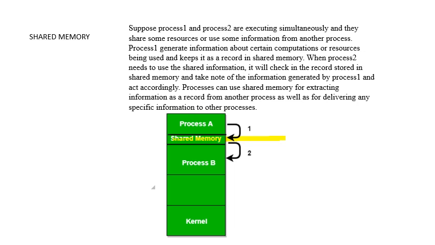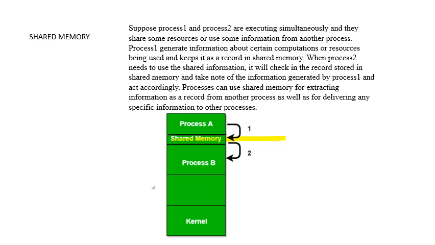Everything is stored. Then process 2 needs to use the shared information. It will check the record stored in the shared memory, take note of the information generated by process 1, and act accordingly. Yes or no? Yes. Next, processes can use this shared memory for extracting information as a record from another process, as well as for delivering specific information to another process.